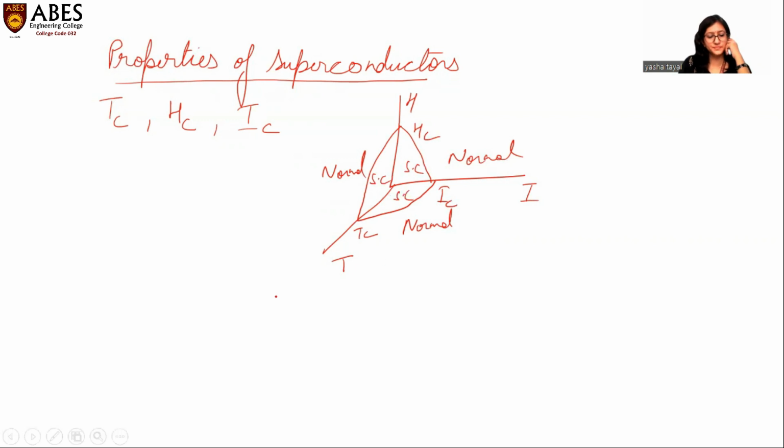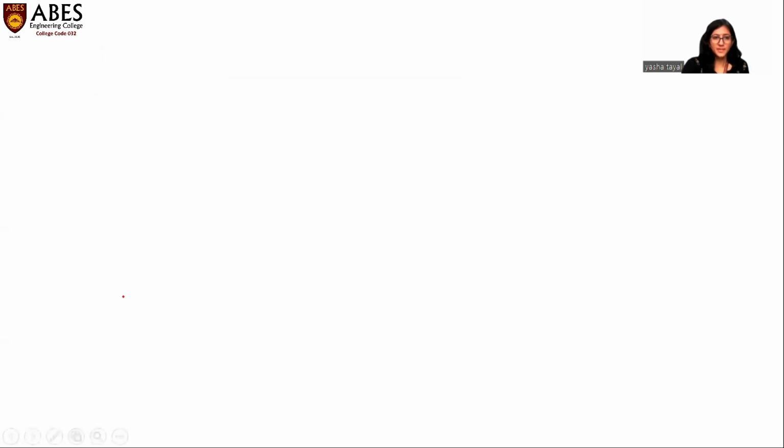So we addressed this. Now this is a typical basic concept, which we can say is a part of the properties. Apart from this, we're going to have one more important property, which is the isotope effect. I hope you already know what an isotope is.